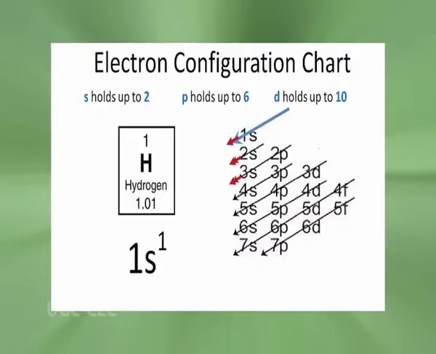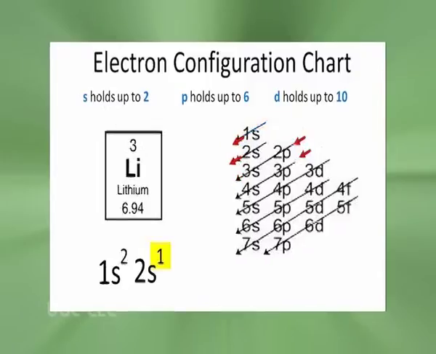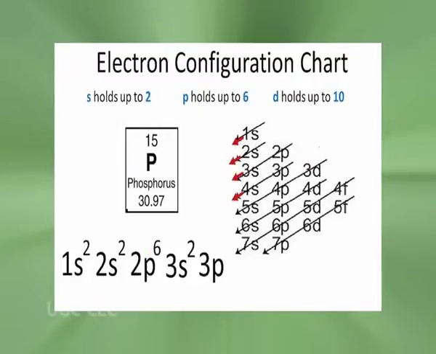For example, hydrogen has 1 electron in the s orbital of the first shell, so its electronic configuration is written as 1s1. Lithium has 2 electrons in the 1s subshell and 1 in the higher energy 2s subshell, so its configuration is written as 1s2, 2s1. Phosphorus, atomic number 15, is as follows: 1s2, 2s2, 2p6, 3s2, 3p3.